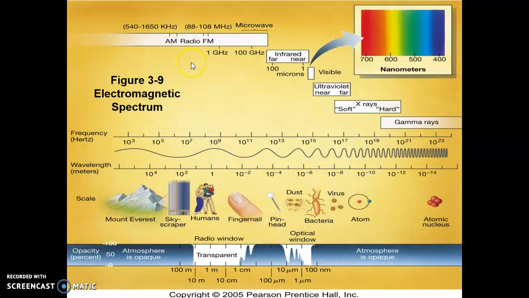Okay, so the longest end is radio waves. They're going through the room right now. That's why you can use your antenna to pick it up. AM radio waves.